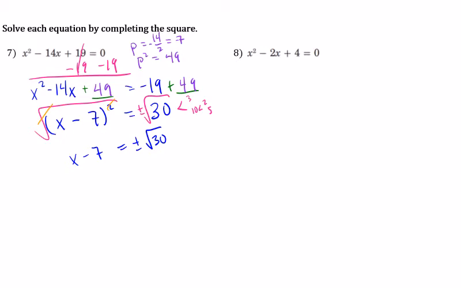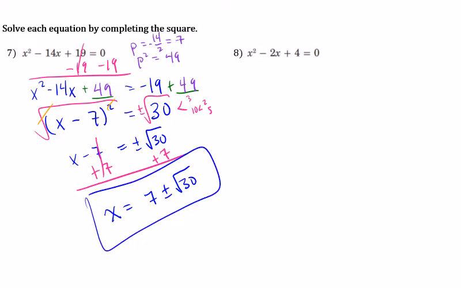So then I'm going to just keep this as is. I'm going to add 7 to both sides. And so I end up with x equals 7 plus or minus root 30. And that's as far as we can go, unless it says to round, right? If it said to round, then we would plug root 30 into our calculator, find that, and then we'd add it to 7 and subtract it from 7. But as it is, we just leave it like this. Okay, this is exact and as simplified as we can get it.